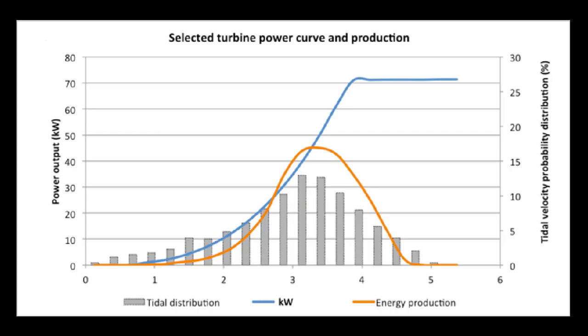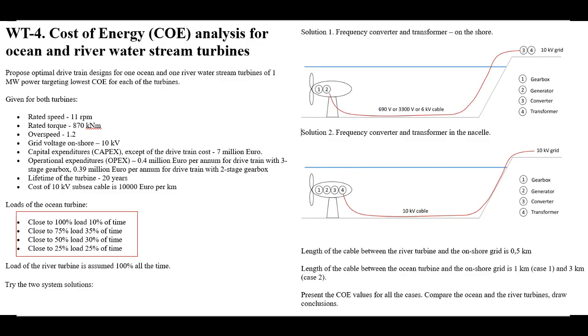As we know, tide reverses direction 4 times a day, and water speed is not rated water speed most of the time. It's something between 0 and the rated speed. And from this tidal velocity probability distribution and the energy production, we see that most of the energy is produced at partial loads, not at the rated water speed, but at water speeds like 50, 60, 70%.